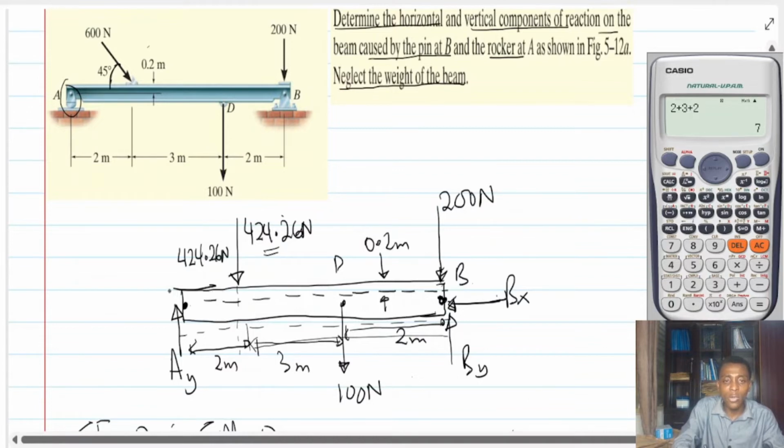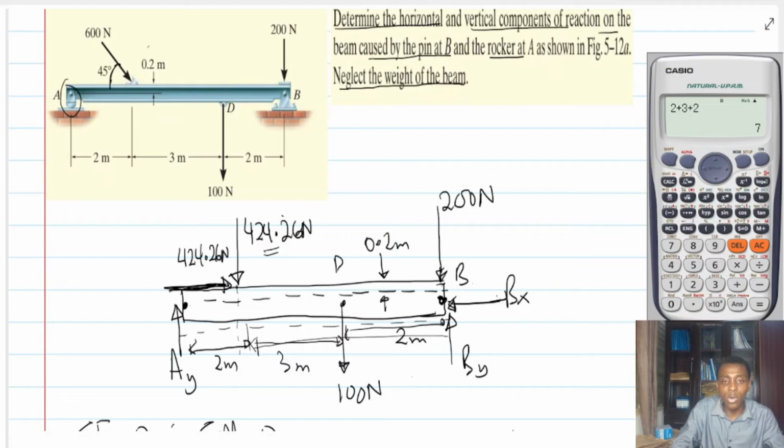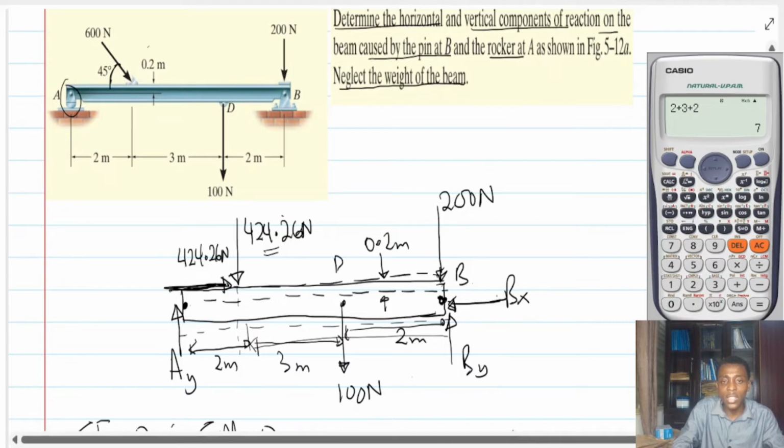This force, which is 424.26, is on line on this one. What happens is that the line of action of this force is in this direction. It's actually on the beam.